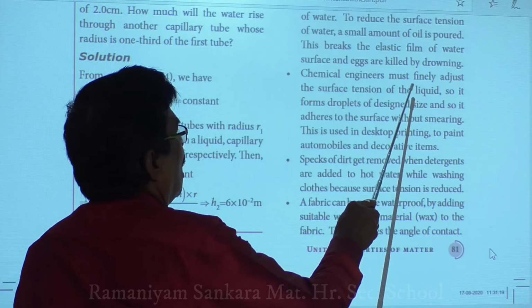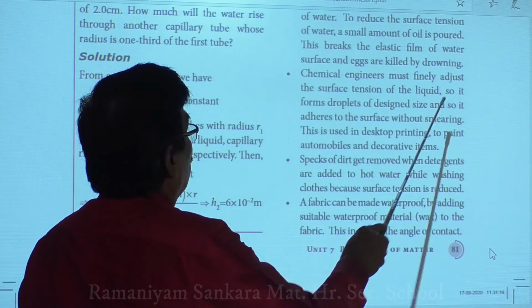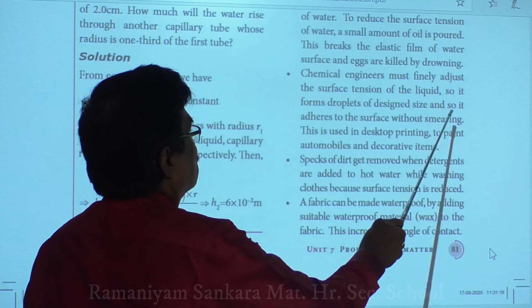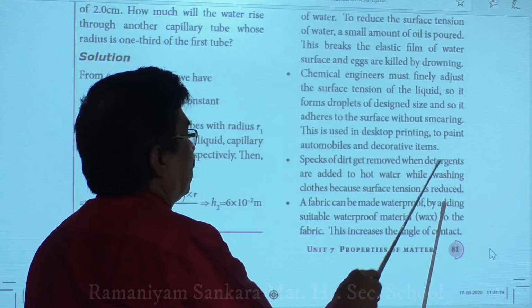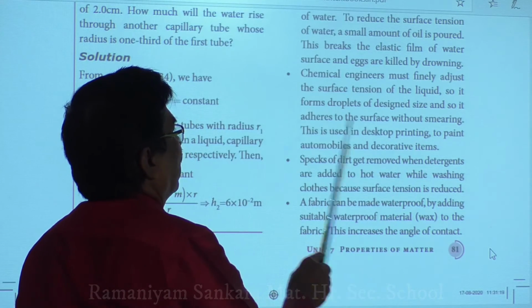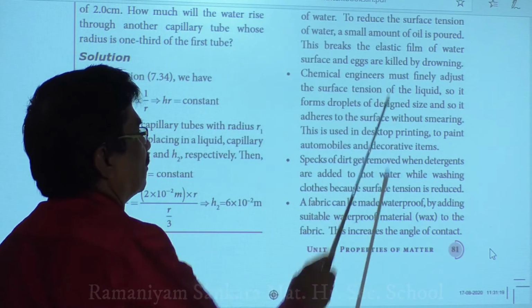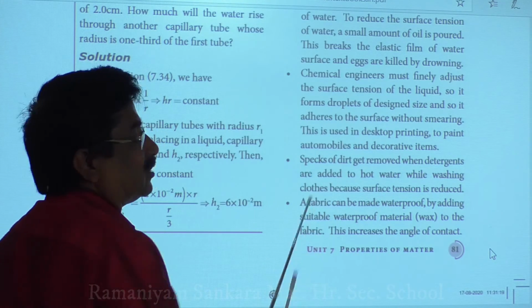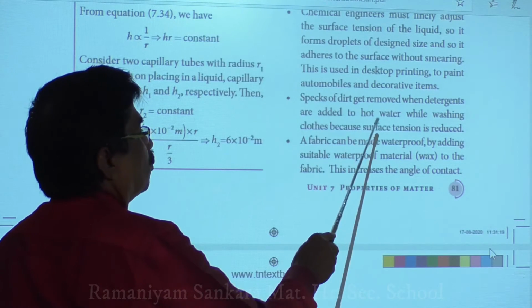Chemical engineers must finely adjust the surface tension of the liquid so that it forms droplets of designed size and adheres to the surface without smearing. This is used in desktop printing and to paint automobiles and decorative items. This is all done using the surface tension of the liquid. Now, specks of dirt, how do you get them out? They are removed by adding detergent to hot water.